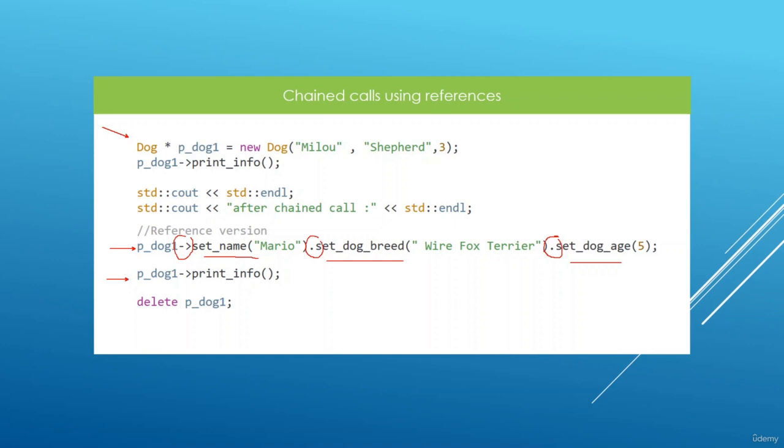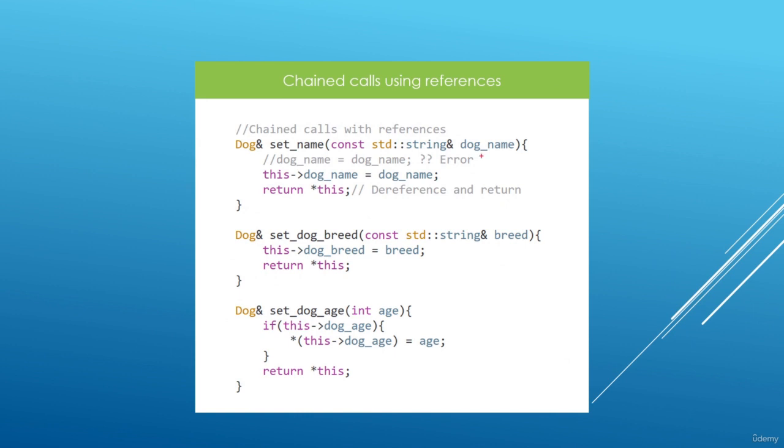And after we are done with our dog object, we have to remember to release it from memory because it was allocated dynamically from the heap. Here is how you can set this up. It really is nothing complicated. We just have our setters and we are going to return a reference.